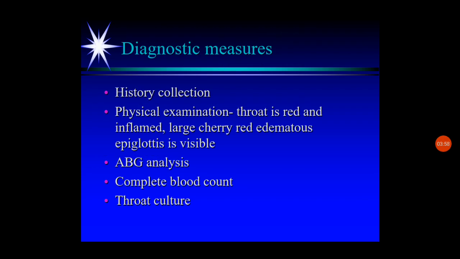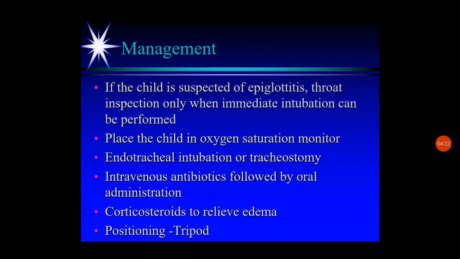For diagnostic measures, history collection and physical examination can be done. The throat is red and inflamed, and a large cherry red edematous epiglottis is visible. When you observe the mouth of the baby, we can see all these changes. ABG analysis can be done to identify hypoxia. Complete blood count and throat culture also can be taken to identify the organism.